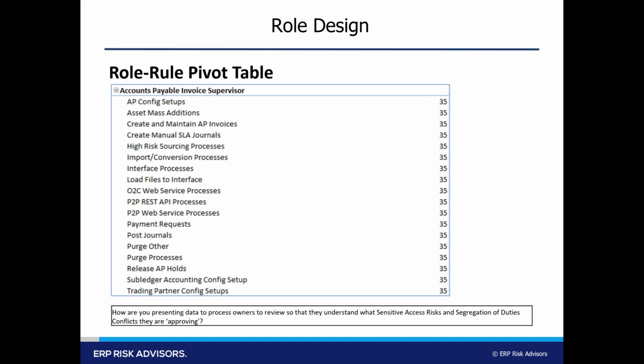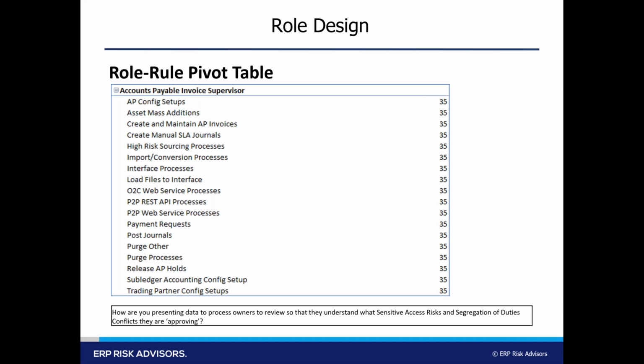And what the PCAOB has been hammering the external auditors on is the precision of the review. That's the terminology being thrown around in the audit community. Is the review precise enough? And what that means is when a process owner is looking at the roles assigned to an individual user, do they really understand what is in those roles? And so this is where we would be using the data.